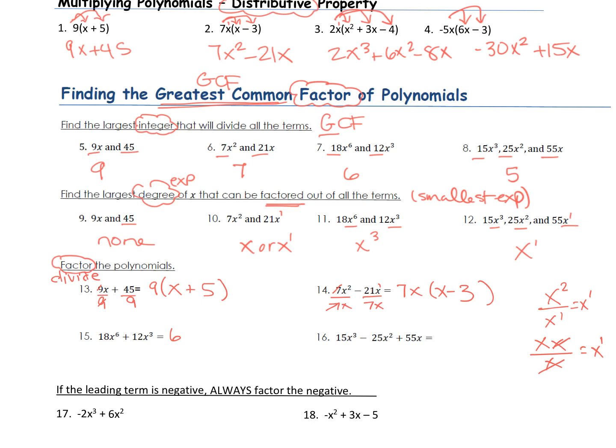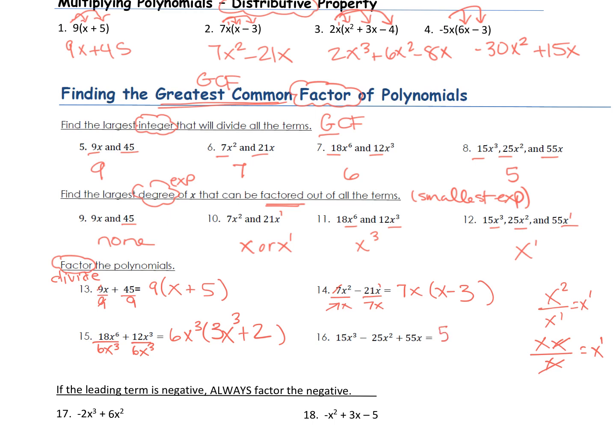And my GCF of my x to the 6th and x to the 3rd would be my x to the 3rd. So now I'm going to divide this by 6x cubed, and I'm going to divide this by the 6x cubed to find out what's left over. 18 divided by 6 is 3. X to the 6th over x cubed, 6 minus 3 is 3. There'd be 3 x's left on top. That wouldn't cancel with the 3 on the bottom. And then 12 divided by 6 is 2, and x cubed divided by x cubed completely cancels.